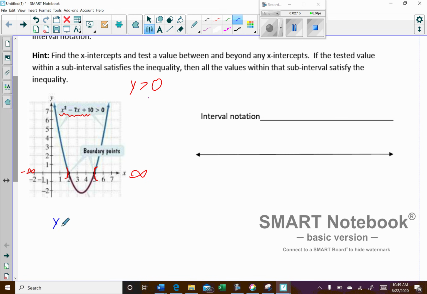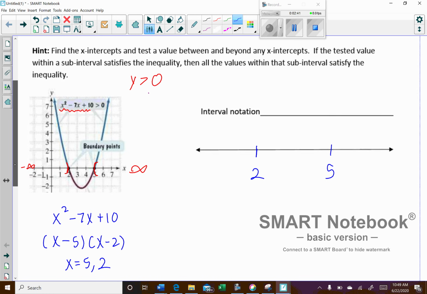Let's assume we don't know what our answers are here. What we're going to do is take the polynomial and factor it. This would factor into x minus 5 times x minus 2, so those x-intercepts are at positive 5 and positive 2. Those are your x-intercepts. I'm going to put them on this number line right here. So 2 would go right here, and 5 would go about right there.